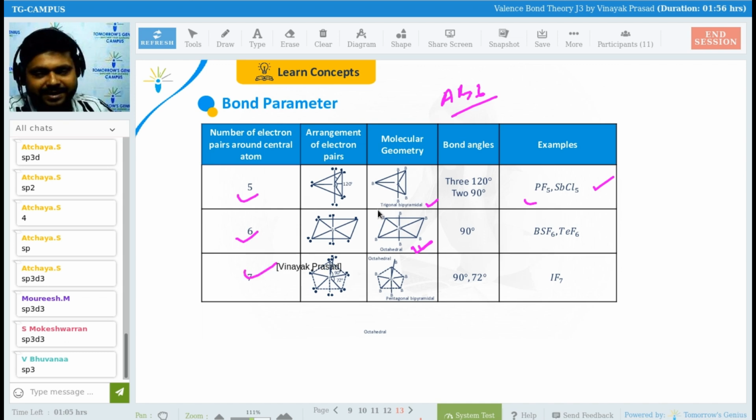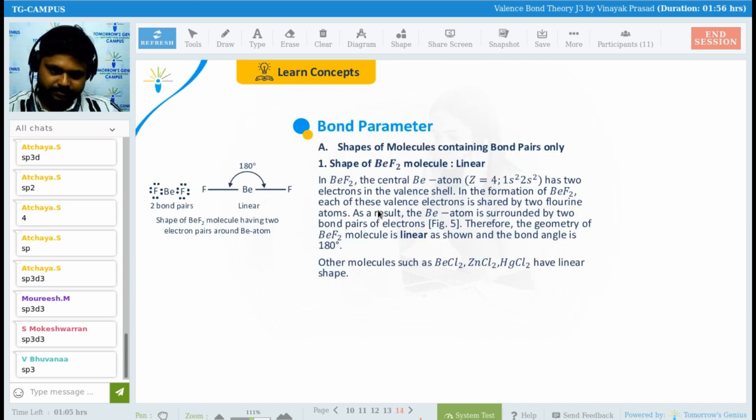If the total number of bonds is 7, then it will be pentagonal bipyramidal. The example is IF7. Now, the shape of the BeF2 molecule is linear. We have seen that shape can be different, but geometry will be the same. You may ask me, sir, are shape and geometry different things? Yes, shape and geometry are different things. Geometry is bipyramidal, trigonal, square planar. But shape can be different, right?